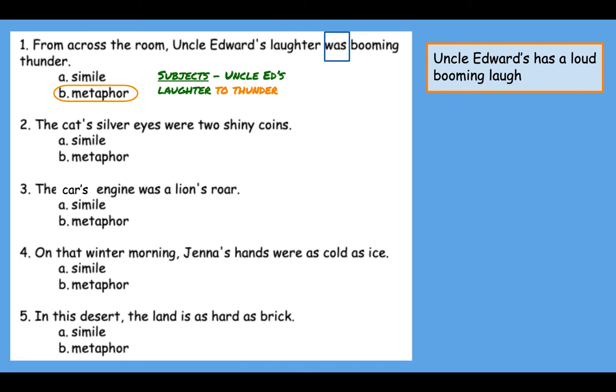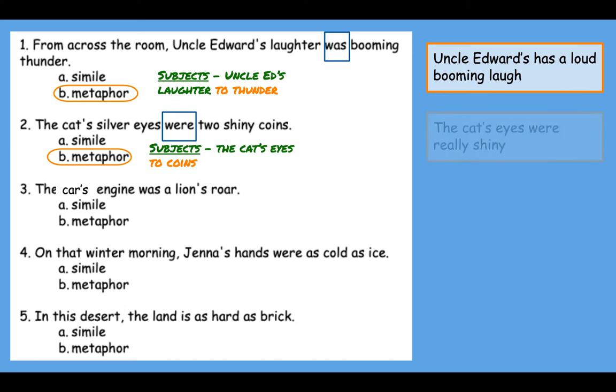All right. Question two. The cat's silver eyes were two shiny coins. So again, I'm seeing were. So it's saying that something is something else and is not using like or as. So I'm going to say this is a metaphor. In this example, the subjects are the cat's eyes and the coins. So I'm thinking these two coins are really shiny. So that means the cat's eyes are probably really shining. So the cat's eyes were really shiny. That's what my inference is.